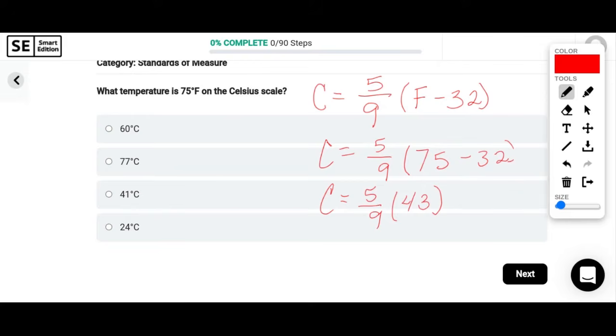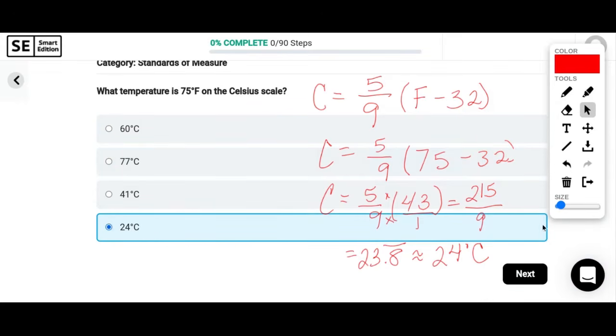Now I have to multiply that by 5/9. In order to multiply this by 5/9, it might be helpful just to put this over 1. And to multiply a fraction times a fraction, you just go across the top and across the bottom. So 5 times 43 is 215, and 9 times 1 is 9. So 215 divided by 9, when you plug that in, you're going to get 23.8 repeating. So that is super close to 24 degrees Celsius. So that is the choice that we are going to go with, 24 degrees.